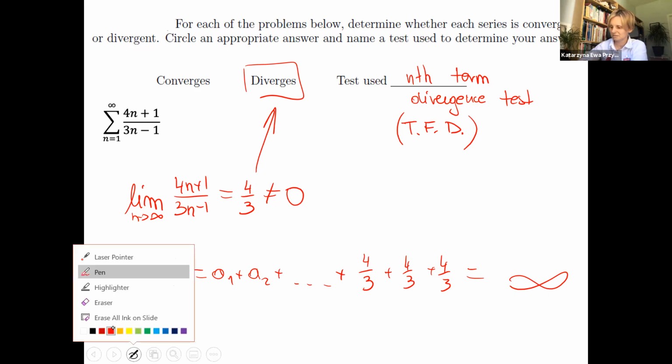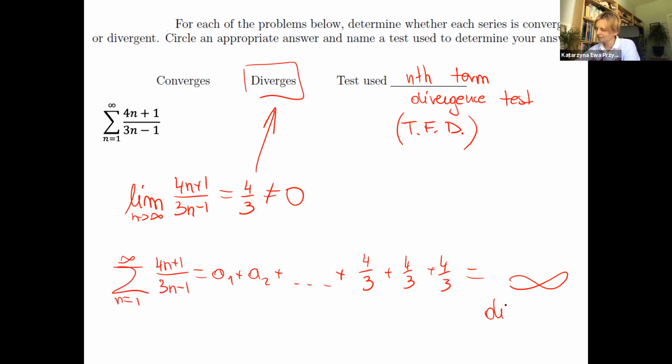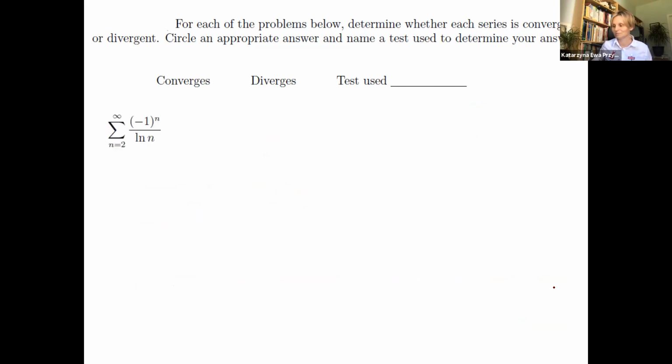Actually, I can say divergent because infinity is, yeah. Okay, good.